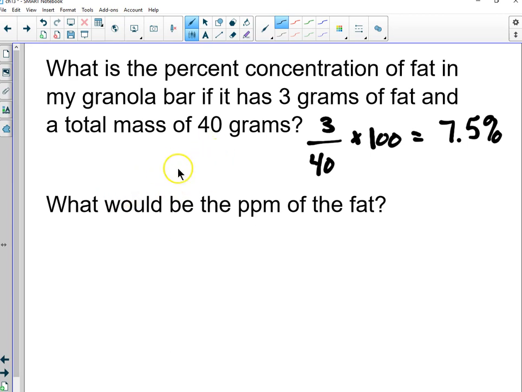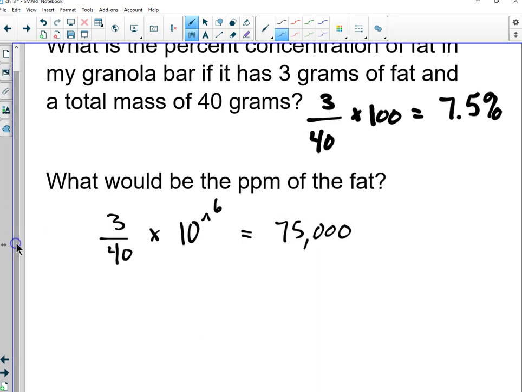On these percent concentrations, don't overthink them. They are easy. Okay, parts per million. You can take it in 2 ways. 3 over 40, and then times that by 10 to the 6th. Right? What do you get when you get that? 75,000.